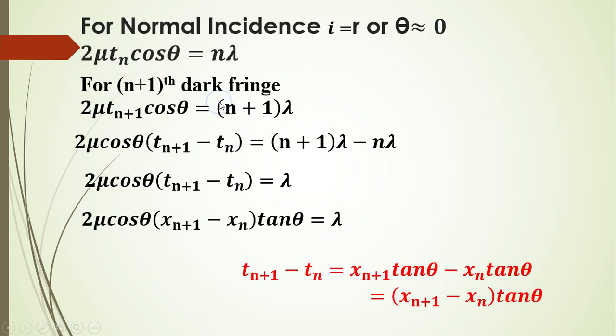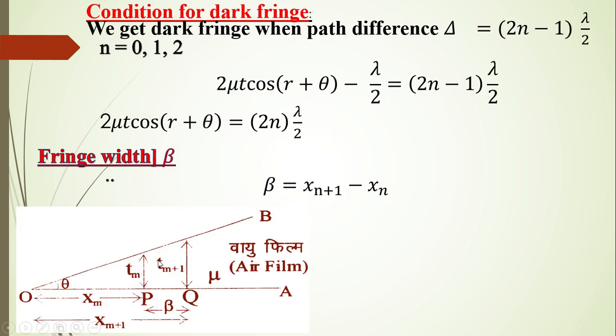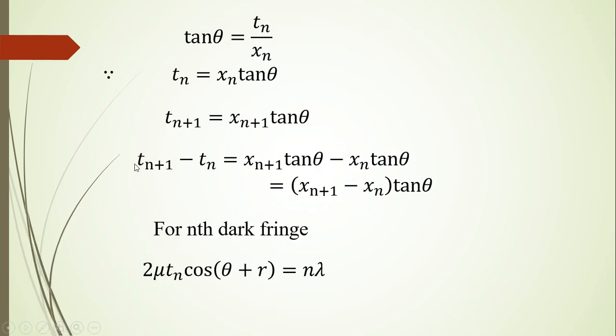Similarly, in triangle OTQ, considering this point T, tan theta is equal to T(n+1) by S(n+1). So T(n+1) is equal to S(n+1) tan theta. Subtracting these equations, T(n+1) minus Tn is equal to S(n+1) tan theta minus Sn tan theta. Taking tan theta common, we get S(n+1) minus Sn.